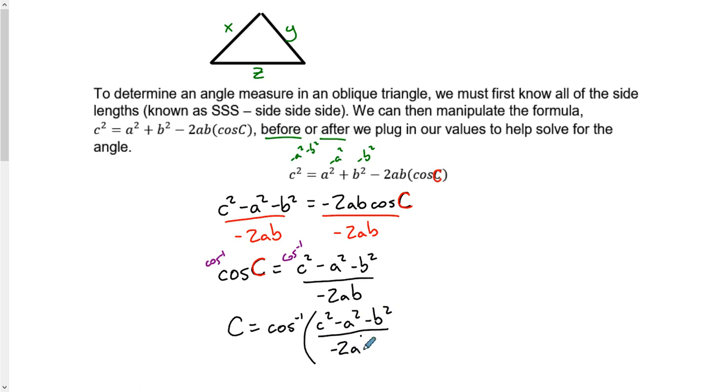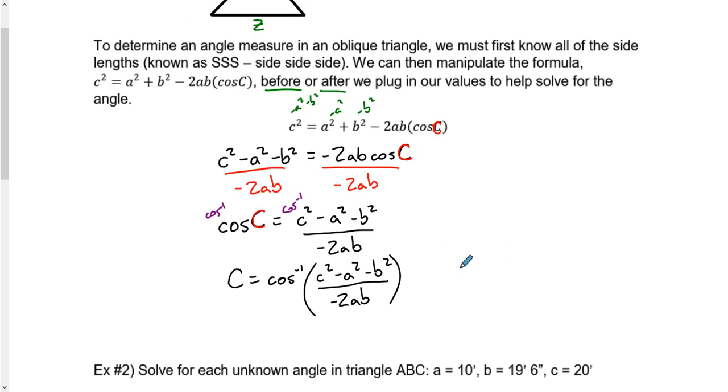over a negative 2ab. Of course, if we had converted everything over and we actually moved this one over, subtracted the c squared, the formula would look slightly different. It could also be a squared add b squared, subtracting the c squared, divided by a positive 2ab. And the only way that we get that one is just by adding that 2ab cosine c over, subtracting the c squared over, and then manipulating. Both ways, perfectly fine.